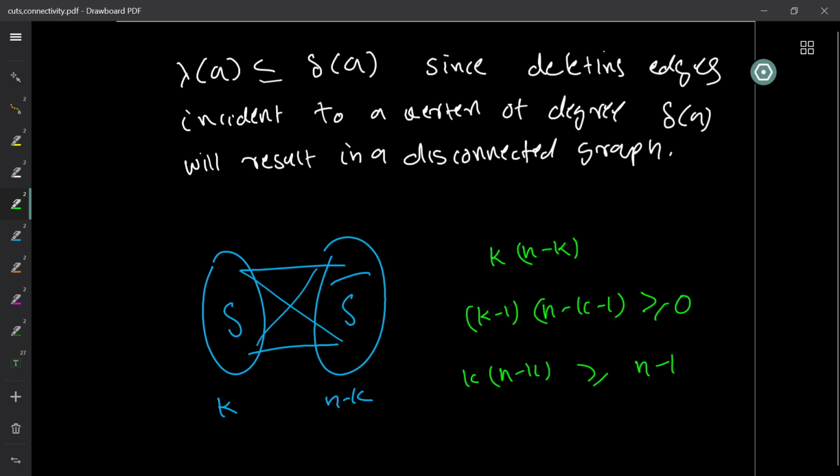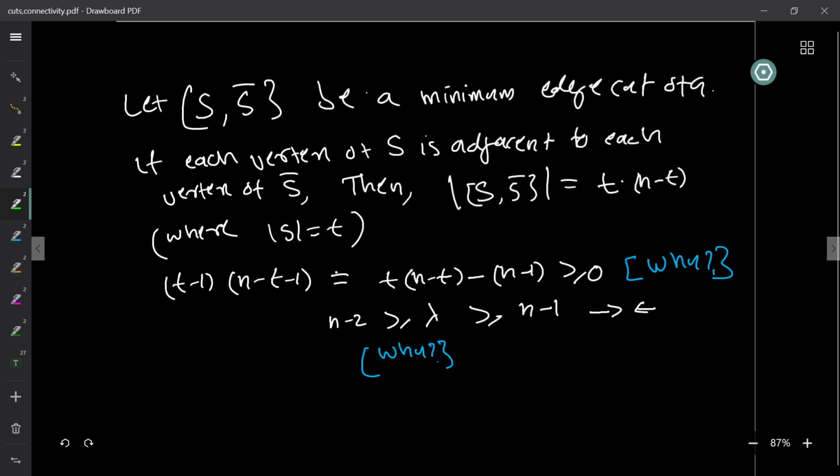Now we said that this is a minimum edge cut. We picked up some edge cut of this form, and suppose it is a minimum edge cut, then we get a contradiction. We say n minus 2 is greater than or equal to k into n minus k, which is greater than or equal to n minus 1. And this is a problem, so the edge cut cannot be a complete bipartite subgraph. I have not completely explained this, and I want you to think about it.